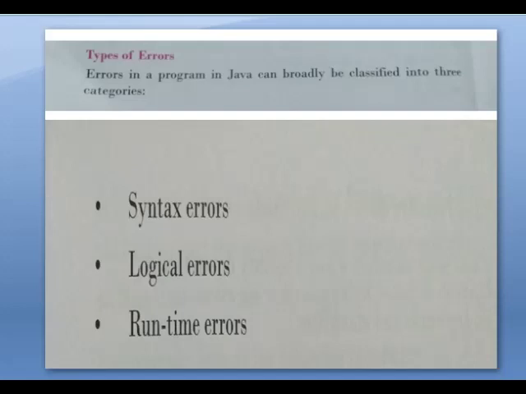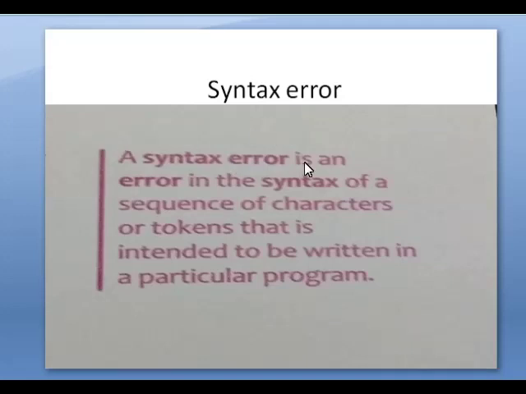First one is syntax error, which is an error in the syntax. When we are writing in a programming language, there is some syntax we have to follow, that is, some rules to write the program. We are following the rules to write or develop the software. So if the syntax is wrong, the program is wrong. A syntax error is an error in the syntax of a sequence of characters or tokens. Token means every small individual unit in a program is called a token, that is intended to be written in a particular program.